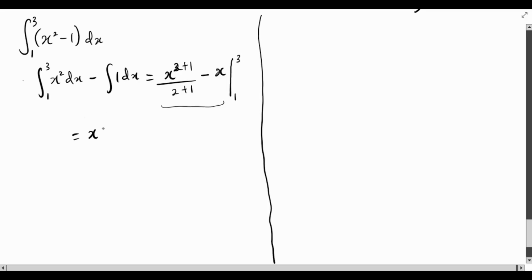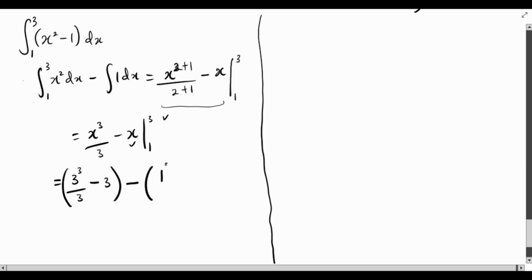So now this becomes x to the power of 3 divided by 3 minus x, from 1 to 3. When do I use this range? Well, this is how you do it. First of all, you work with 3. We put in 3 in terms of x, that's 3 to the power of 3 divided by 3. Put in 3 also for this, minus 3. Put that in a bracket. That is for the upper limit. Alright, minus the lower one, which is 1. Whenever I see x, I'll put 1. So that's 1 to the power of 3 divided by 3 minus 1.